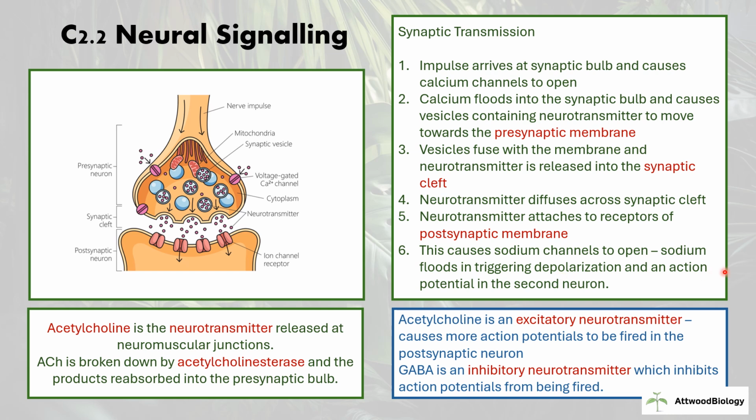Just for a bit of HL content here. So acetylcholine is an excitatory neurotransmitter, and that causes more action potentials to be fired. And there are some other neurotransmitters, GABA is an example, that are inhibitory neurotransmitters. So these prevent the action potentials from being fired. And there's a number of ways they can do this. So for example, some might block the receptor from being able to bind to another neurotransmitter, and therefore the sodium channels won't be able to open.